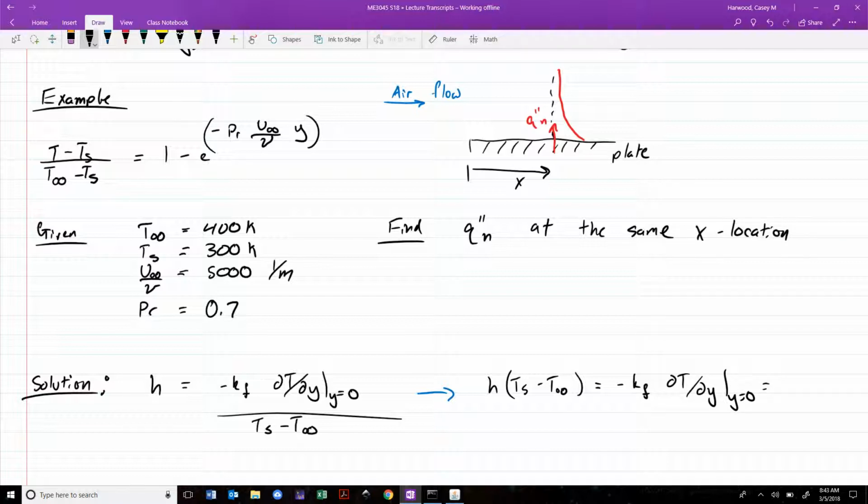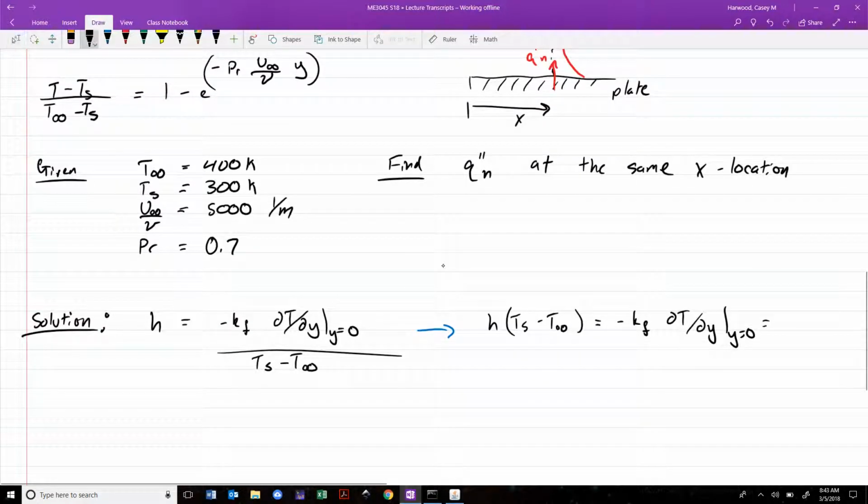And both of these quantities are actually equal to this q double prime n that we're looking for, right? So this is just an expression of the surface energy balance. Convective heat flux, right? This is Newton's law of cooling. Conductive heat flux, right? This is Fourier's law, and they are both equal to the amount of thermal energy per unit area flowing through the surface.